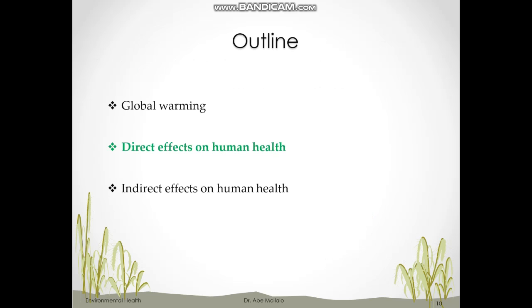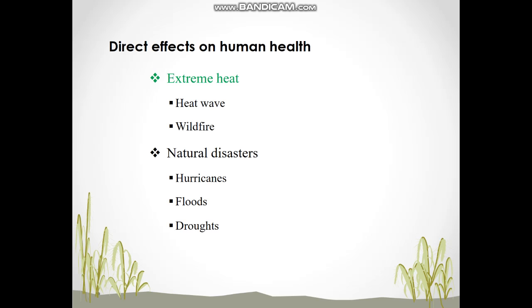Now let's move on to talk about the direct impact of climate change on human health. The direct impact of global warming on human health is generally classified into two categories: extreme heat, such as heat waves and wildfire, and natural disasters such as hurricane, drought, and flood. So let's first talk about extreme heat.